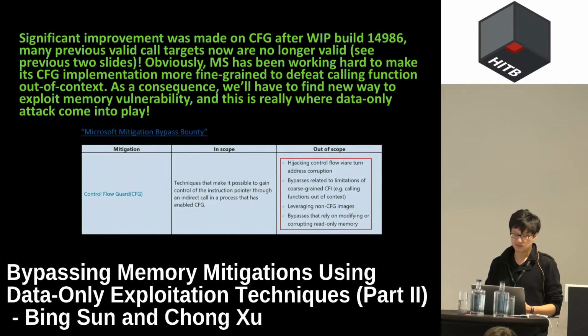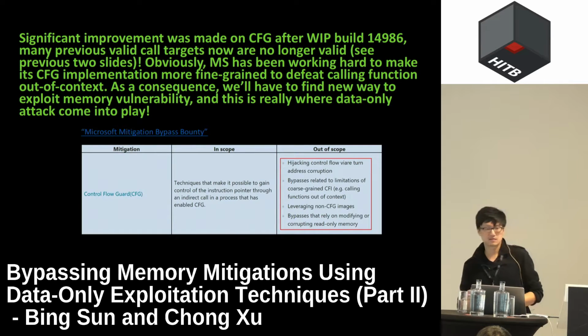Obviously, Microsoft is pretty confident that the fine-grained CFG implementation would be able to defeat all these kinds of control flow hijacking, including calling function out of context. So the question now is, are we still able to bypass the memory mitigation without changing the control flow? The answer is yes, by using the data-only exploitation techniques that we'll be discussing next.